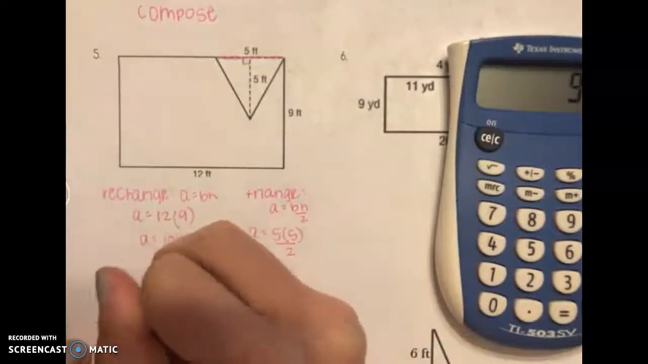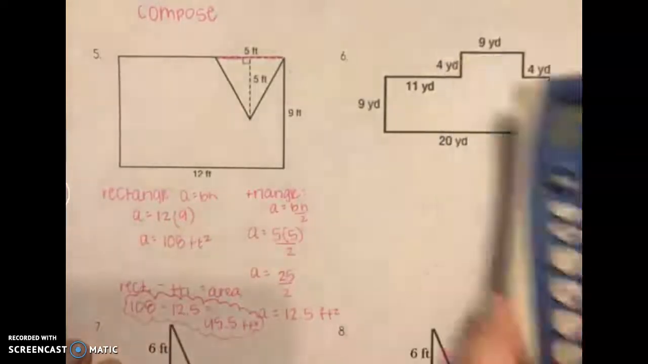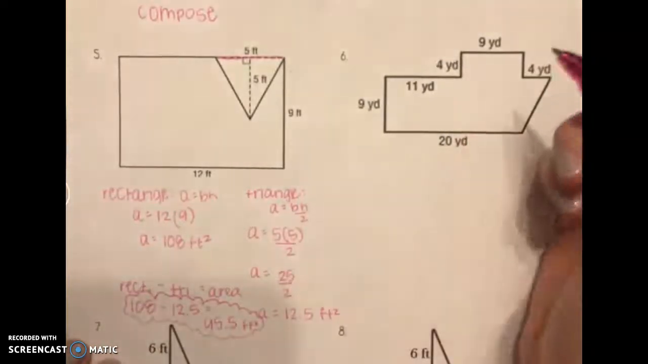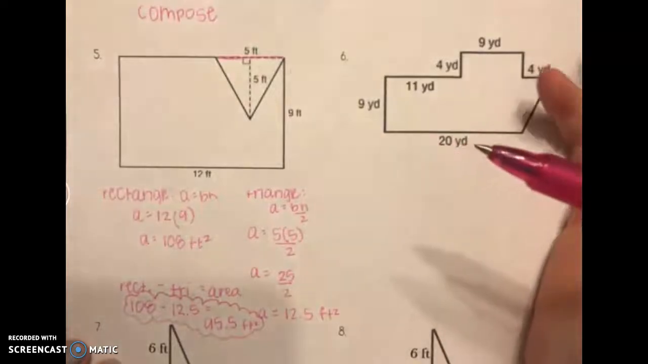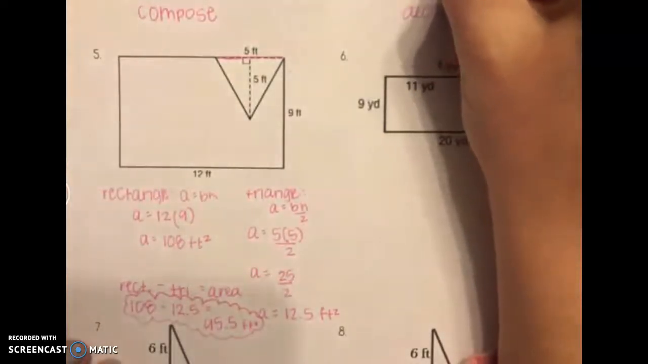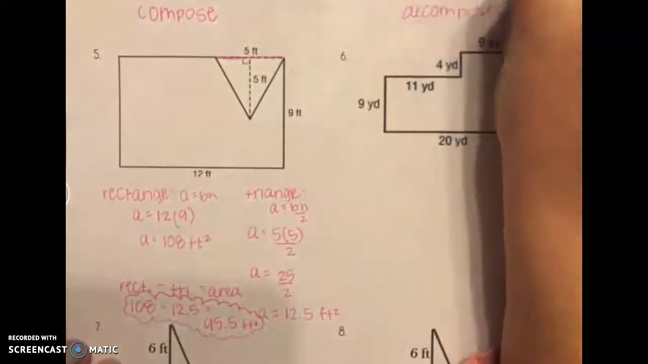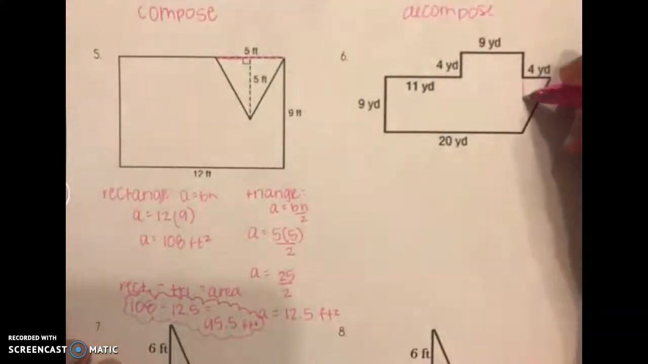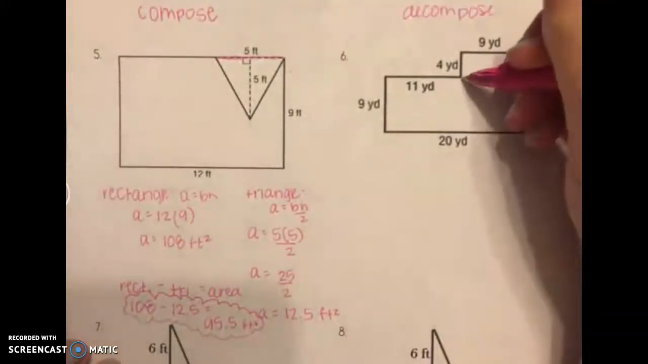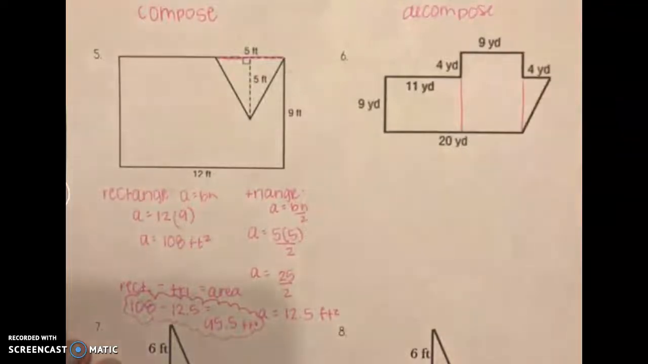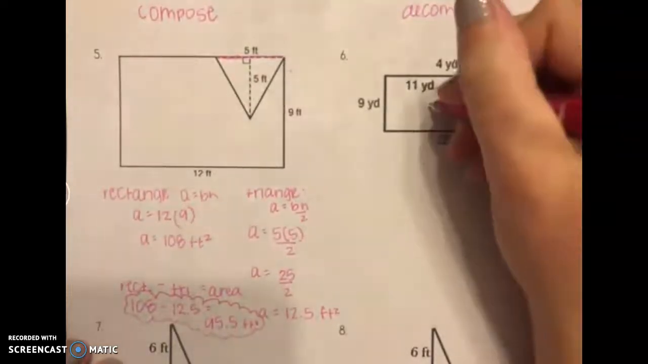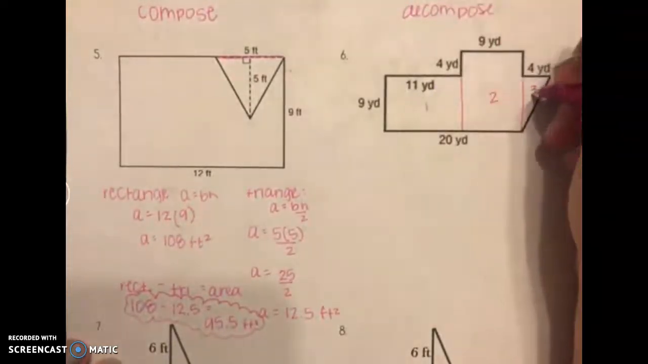And I'll do one more with you guys, and then I'm going to let you do one by yourself. All right, so for number 6, you can break this down into a couple of different shapes. For this one, we're going to decompose. I immediately see that I have a triangle and a rectangle. So I have 3 figures: figure 1, figure 2, figure 3.